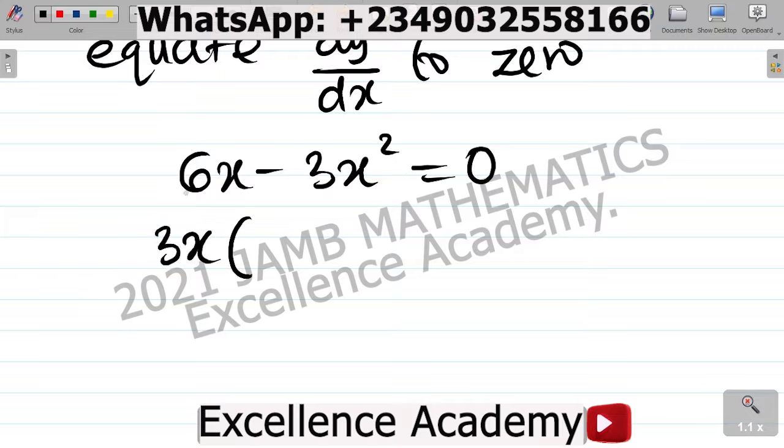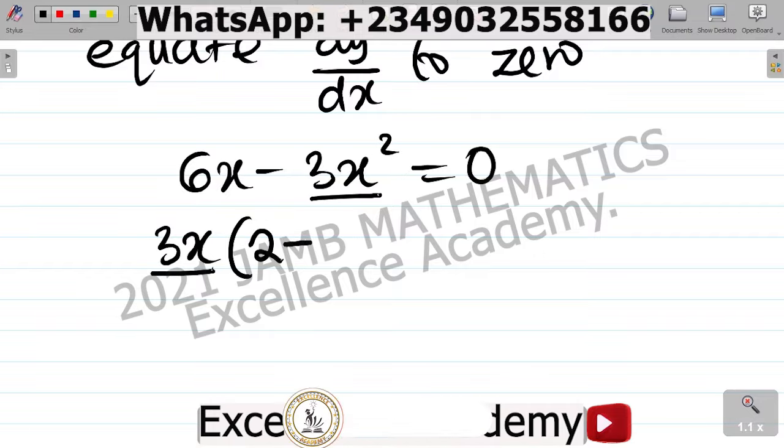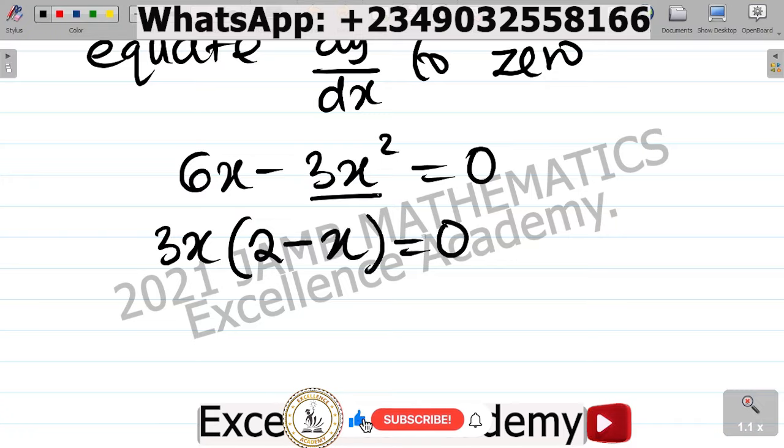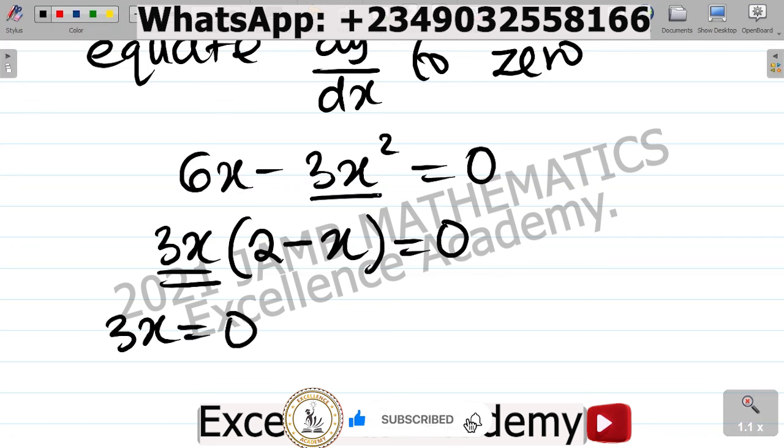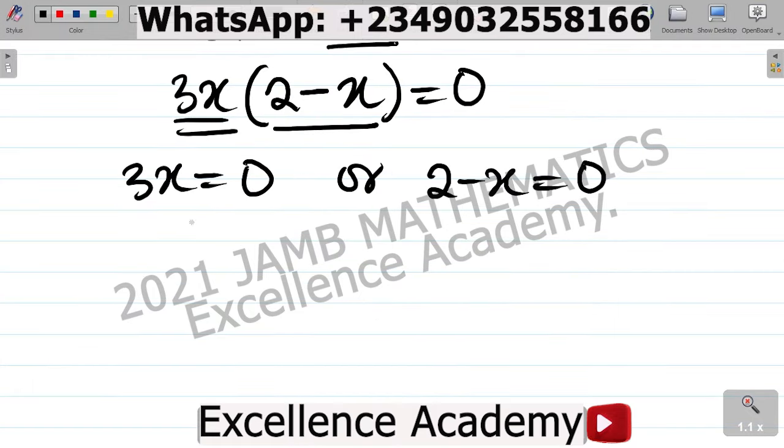6x divided by 3x gives you 2. So you have 2 minus 3x squared divided by 3x, you have your value as what? x. So I have 3x times 2 minus x is equal to 0. At this point, you take the one out there, 3x is equal to 0, or take the one inside here, 2 minus x is equal to 0. Proceeding from here, to get the value of x here, divide by 3, divide by 3. This cancels this. So x is equal to 0 over 3, which is 0.